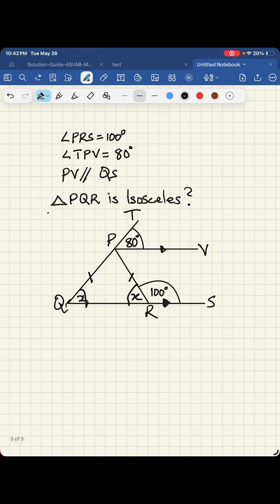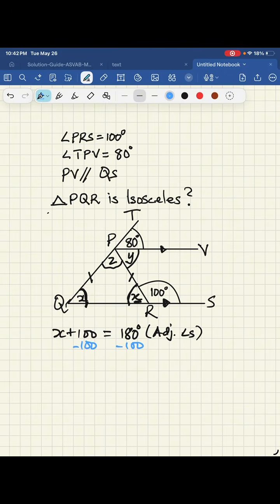So let's determine this angle, and let's determine this angle. Now if this is x here, let's put y here, and this let's put z. For x, we say x plus 100 equals 180 degrees, adjacent angles. Now you minus 100 here, minus 100 here. This and this go, so your x becomes 80 degrees.